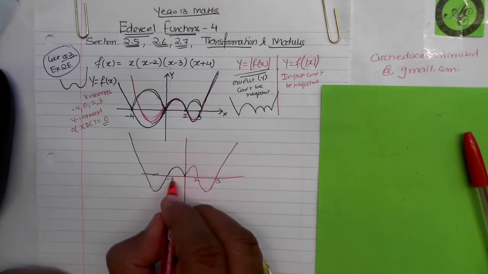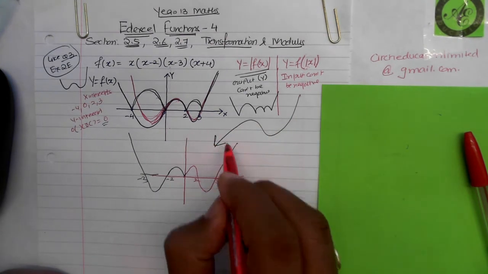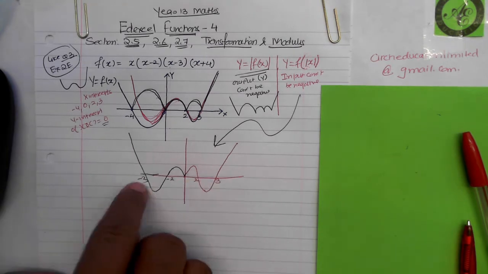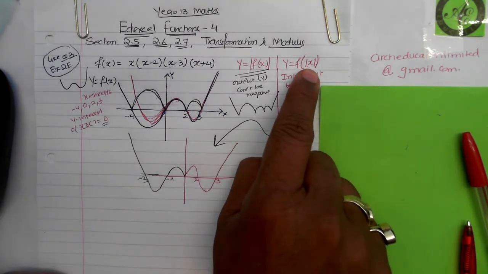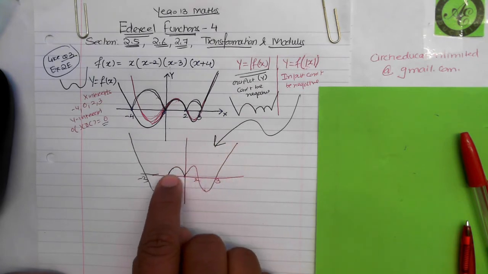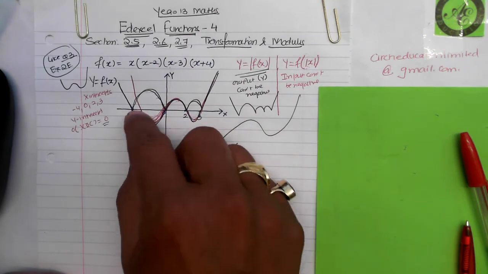So this bit is the graph of y equals f of modulus x. Try and see the difference here. The input cannot be negative, so the positive input graph will be repeated on the left side, and here the output can't be negative, so any graph which is below the x-axis will be reflected up.